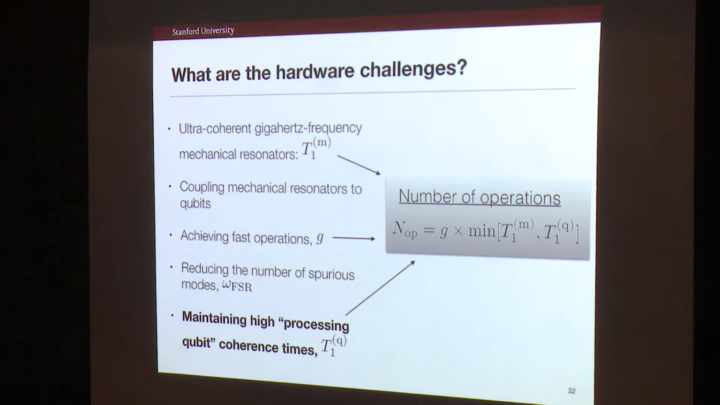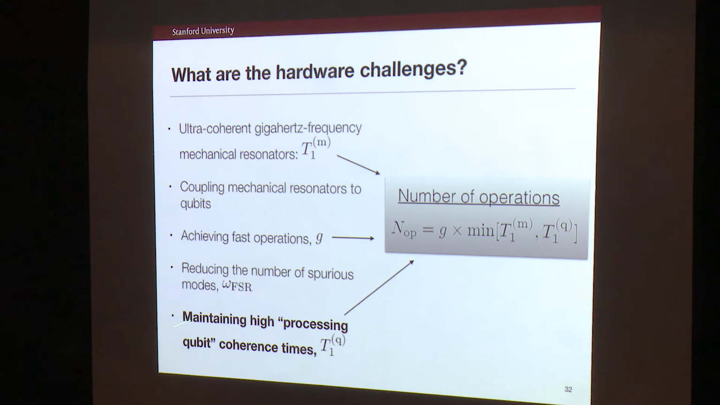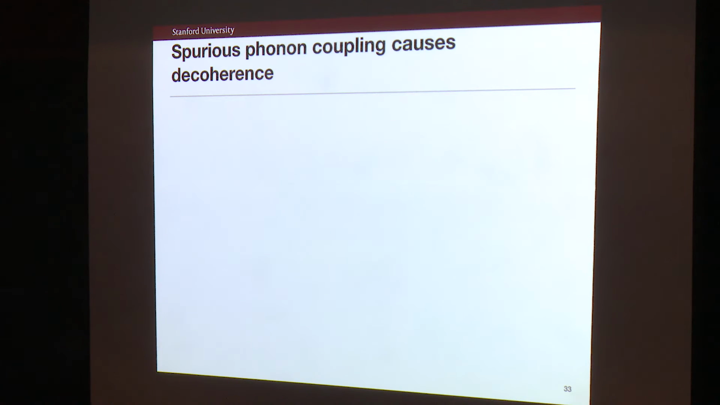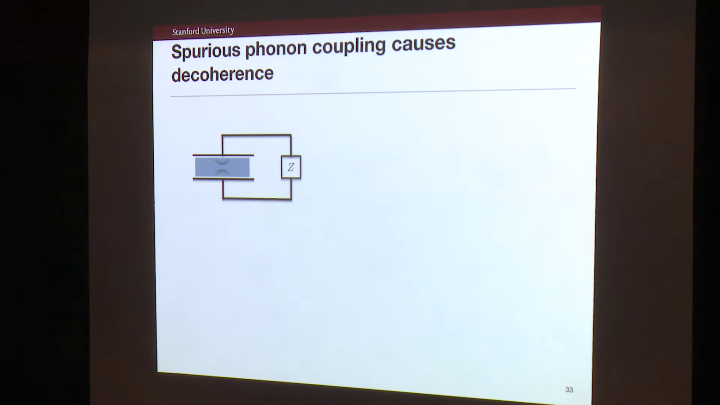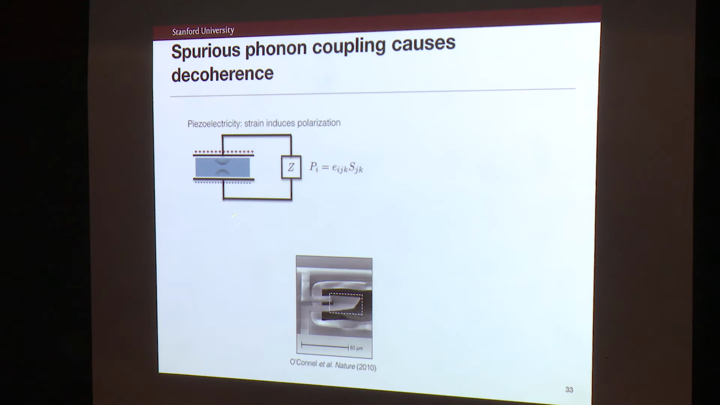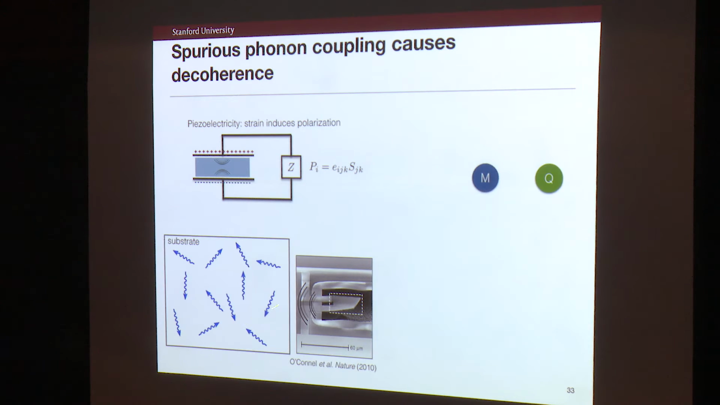Finally, you have to do all this while maintaining good coherence times for the qubits. The challenge here is that spurious phonon couplings cause qubit decoherence. If you have many phonon modes here, you're coupling to a large bath with many degrees of freedom, and it's unlikely that you'll get your excitation back.